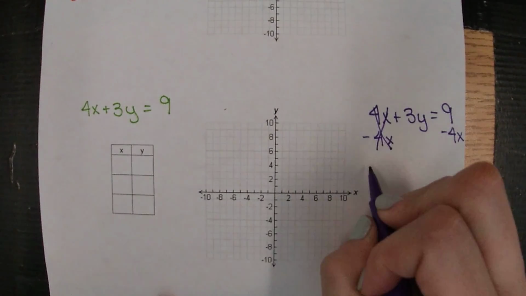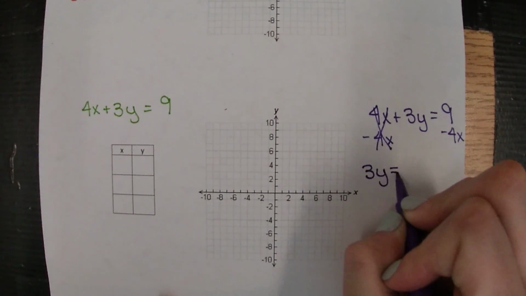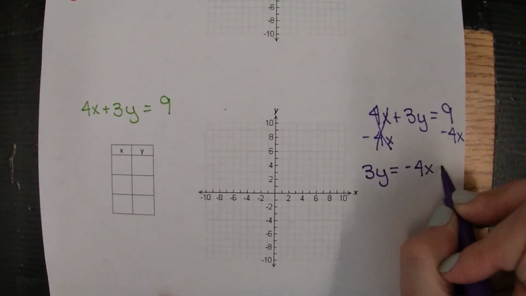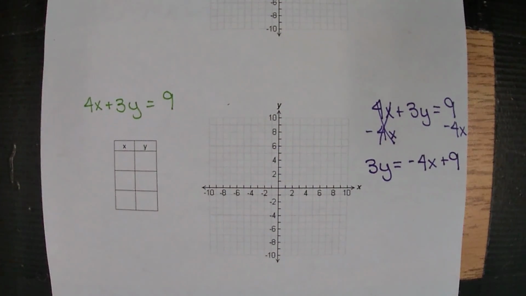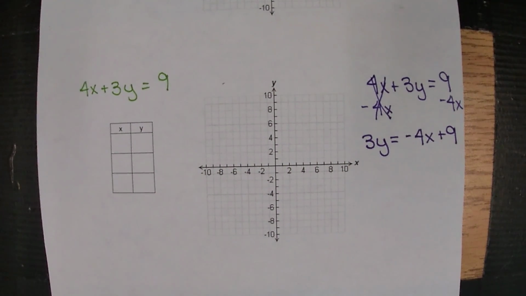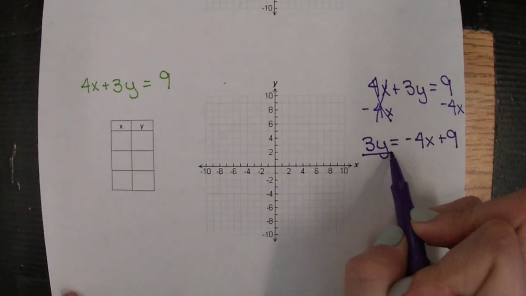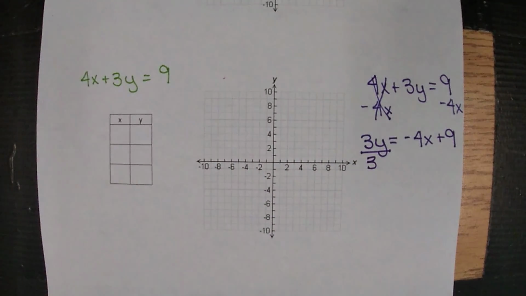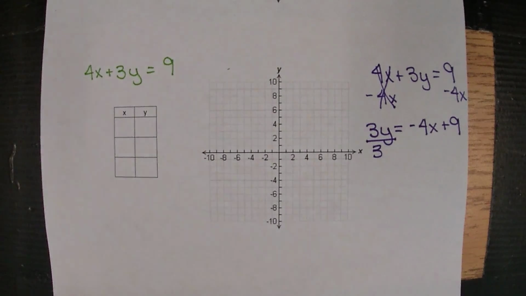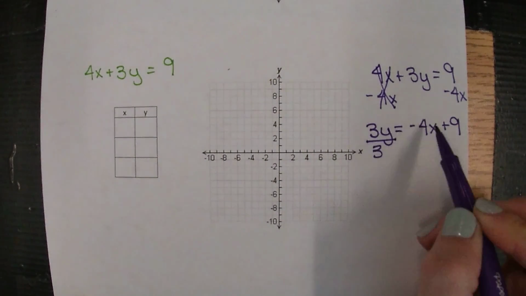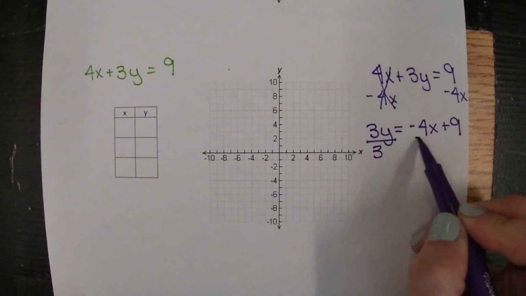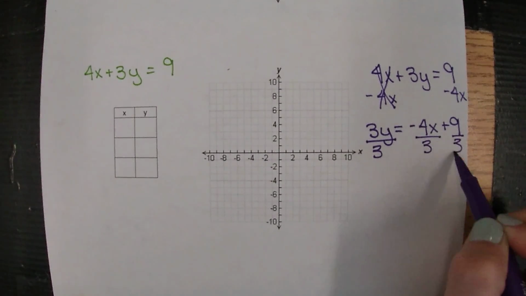Okay, so these cancel. So now I have 3y equals -4x plus 9. Now if I want to finish solving this for y, I'm going to divide by 3. And how many places do I want to divide? Right, all 3. Each of these individual terms needs to be divided by 3.